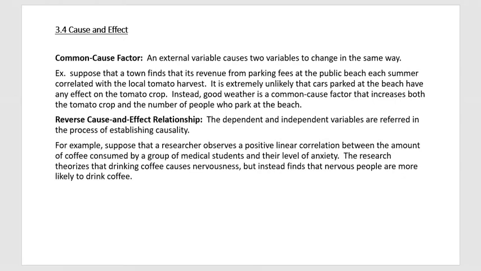Okay, reverse cause and effect relationship. This is when the dependent and independent variables are reversed in the process of establishing causality. So for example, suppose that a researcher observes a positive linear correlation between the amount of coffee consumed by a group of medical students and their level of anxiety. Well, you could theorize that drinking coffee causes nervousness, but instead you could find that nervous people are more likely to drink coffee. So it could be the reverse.